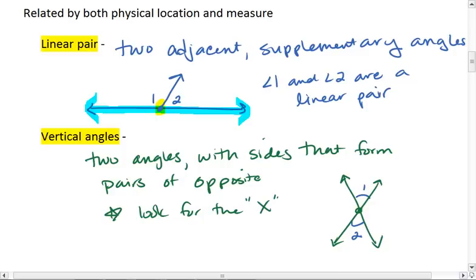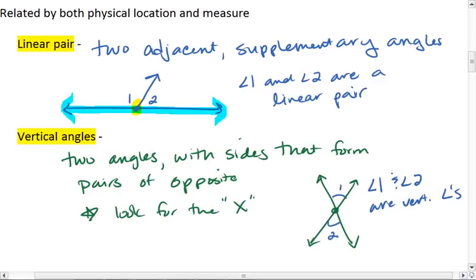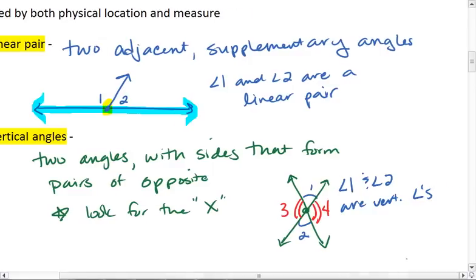So with vertical angles, we look for this X. The angles that are opposite each other at this X are vertical angles. So here, angle 1 and angle 2 are vertical angles. Also, angle 3 and angle 4 are vertical angles. And notice the symbol I'm using here is just the angle symbol apostrophe s to represent the word angles.